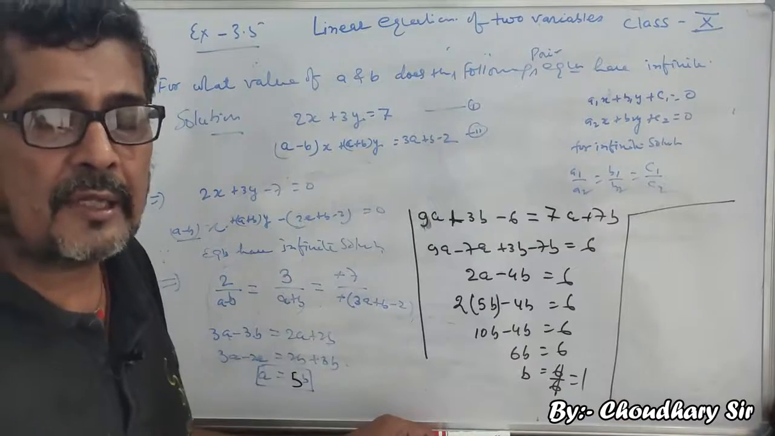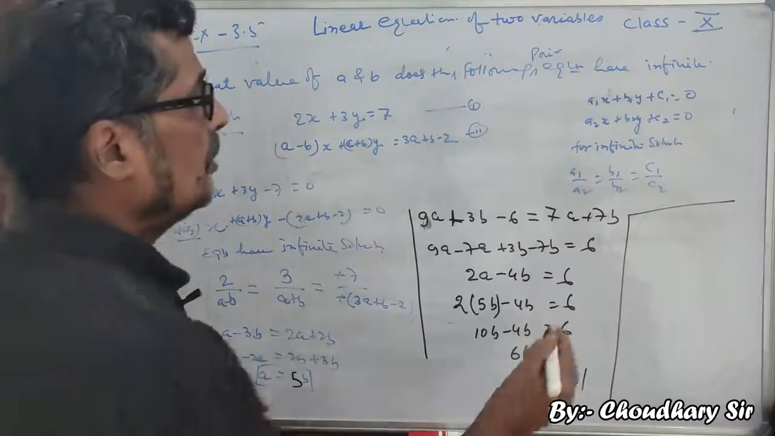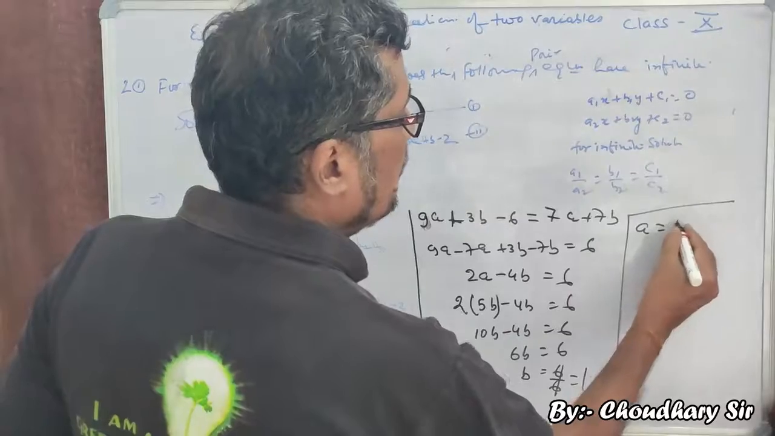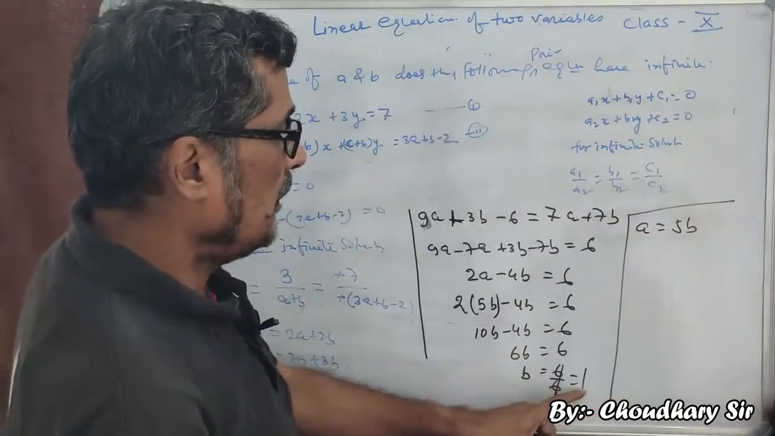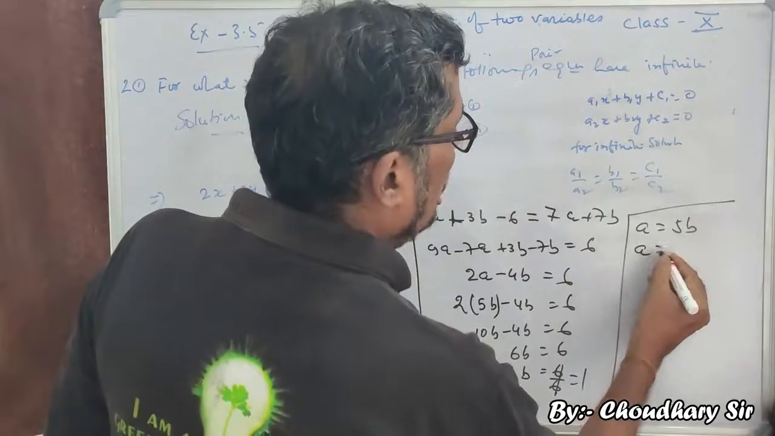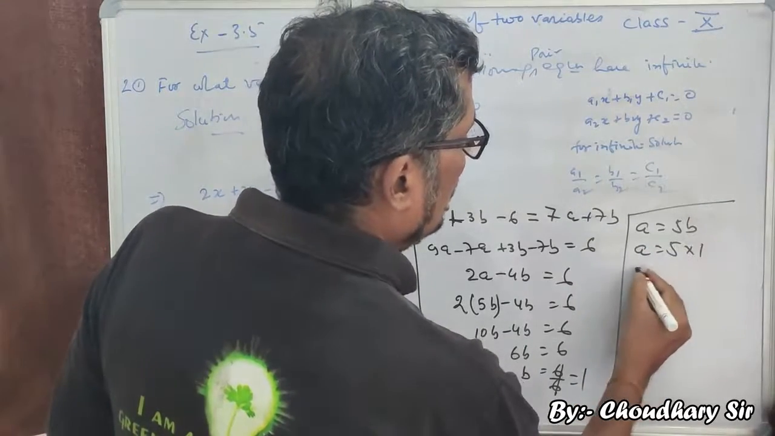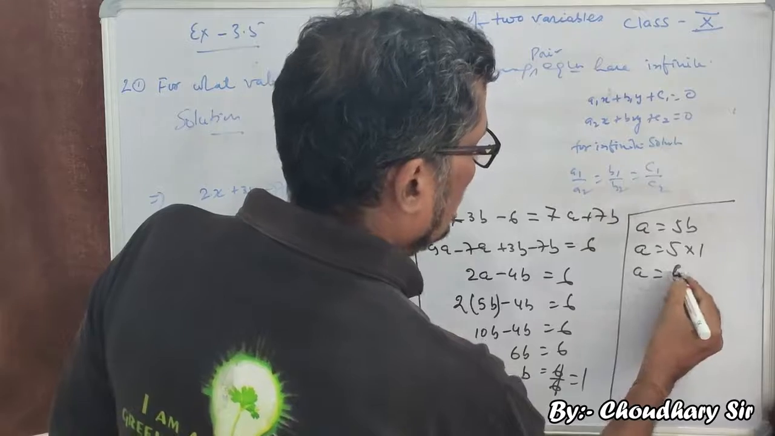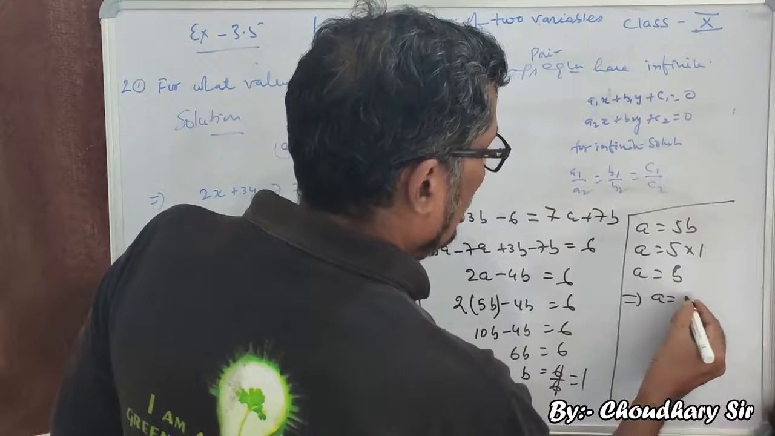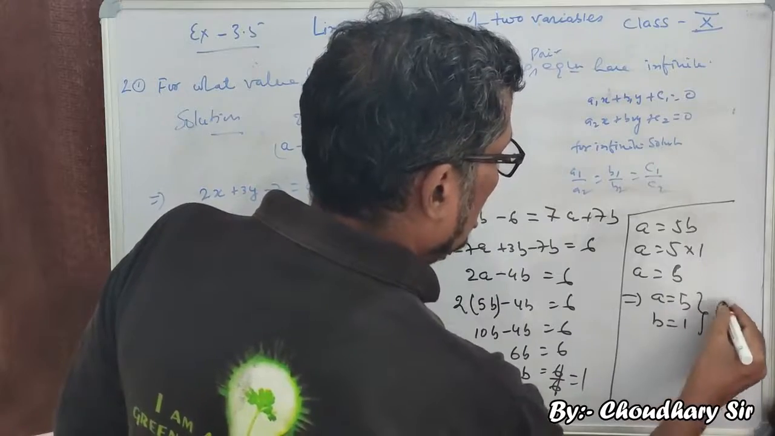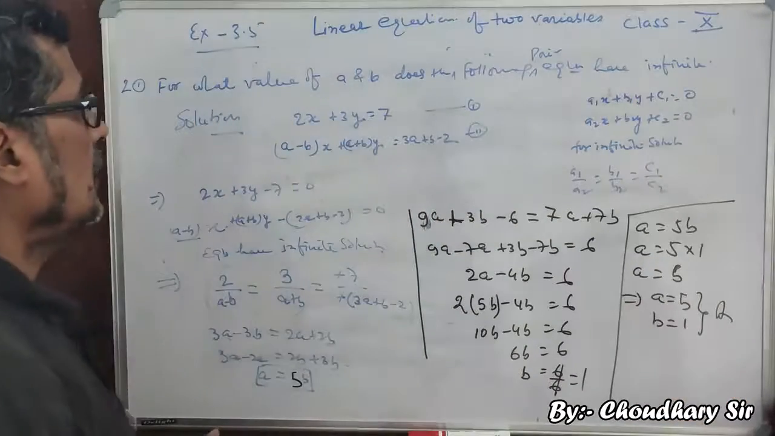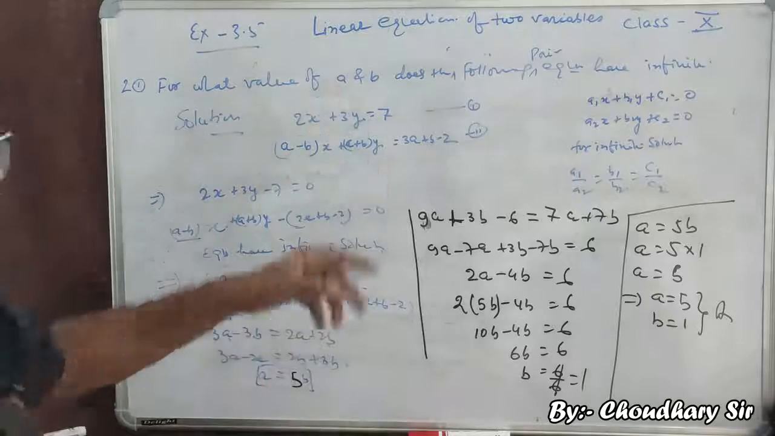Now we have to find the value of a. So a is equal to 5b. The value of b we got is 1. So a equals 5 into 1, so a equals 5. So this implies a is equal to 5 and b is equal to 1. This is the answer for a and b.